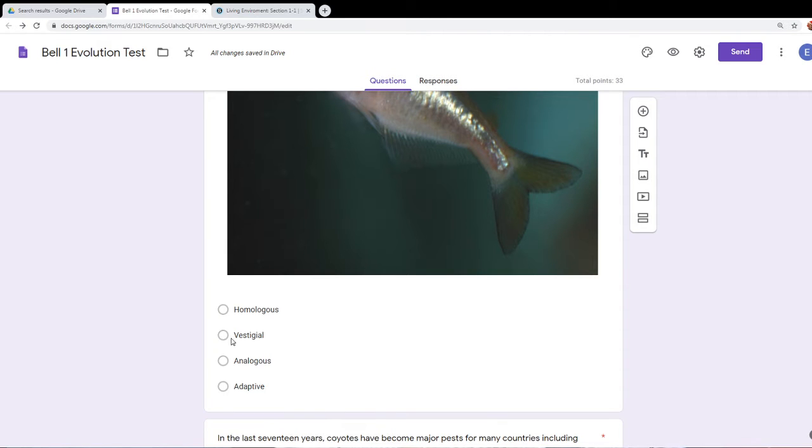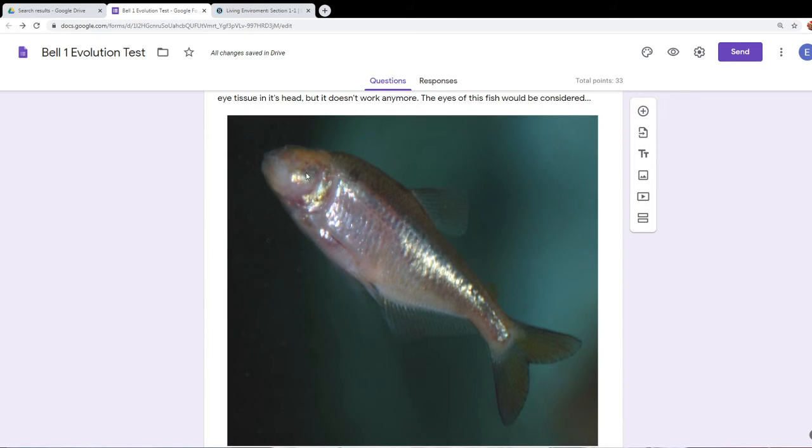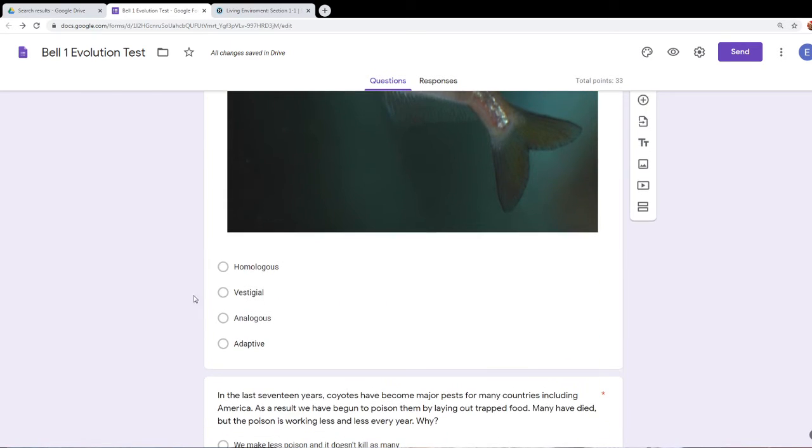So the eyes of this fish, because they're leftover, because they're not used anymore, would be considered homologous, vestigial, analogous, or adaptive. So when something is left over and it's not used anymore, like the eyes of a cave minnow, would that be homologous? Remember what homo means. Vestigial, analogous, or adaptive.